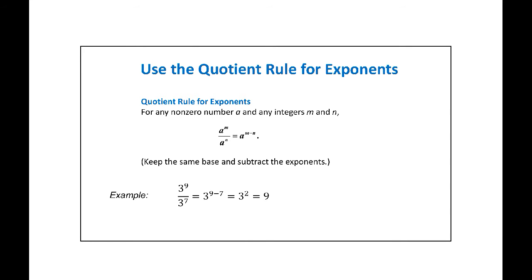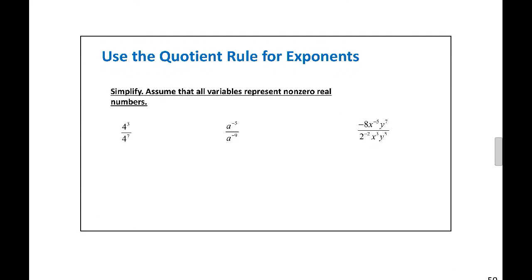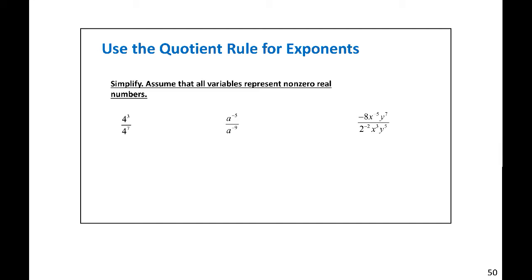So for our example, we have 3 to the 9th divided by 3 to the 7th. Well, that's equal to 3 to the 9 minus 7, which is 2. So that's equal to 3 squared, which would then be equal to 9. Now let's do a few examples for this. Simplify. Assume that all variables represent non-zero real numbers.